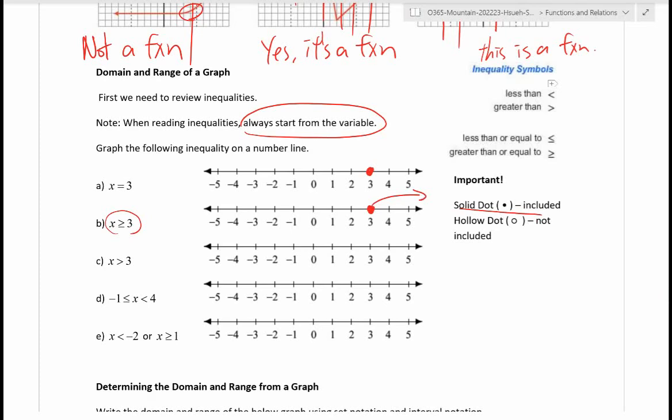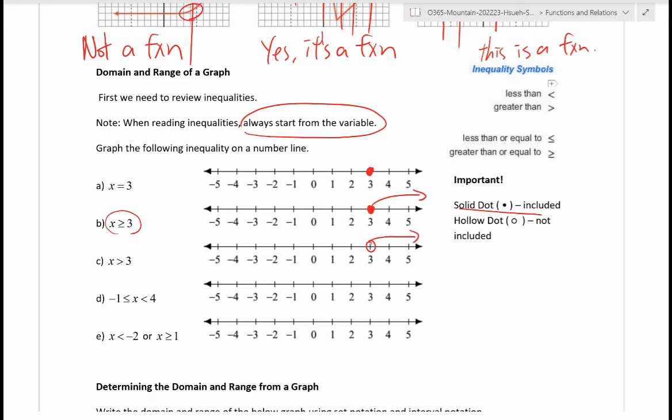How are part B and part C different? Well, part C says it's just greater than 3. There's no equal sign. So in this case, we need to draw the hollow circle, a hollow dot. And same thing, it's greater than 3, so it's to the right.